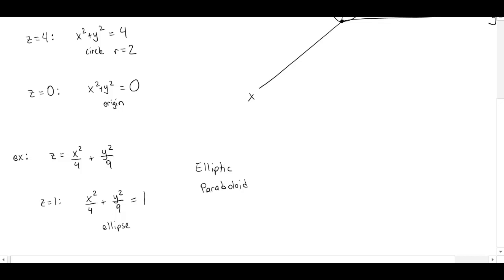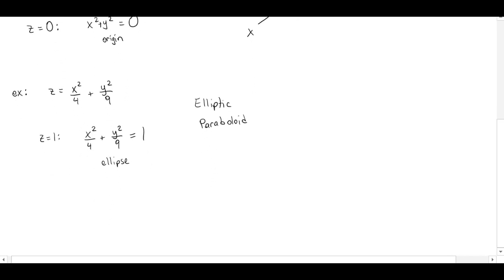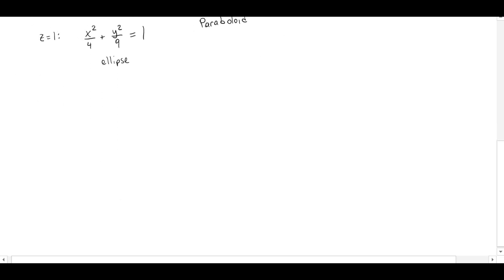Yeah. So I want to do an example of a cone now. Okay. So let's look at this equation. I'm going to do z equals the square root of x squared plus y squared. Okay.